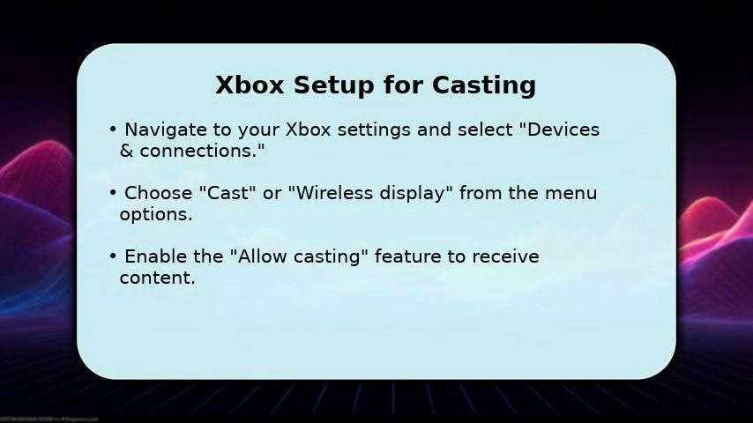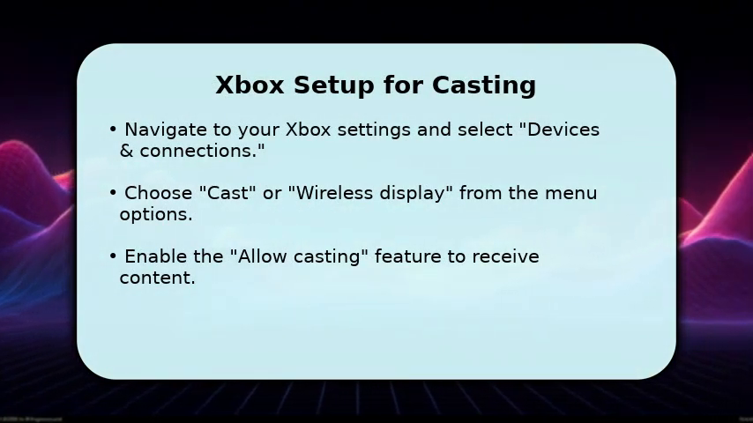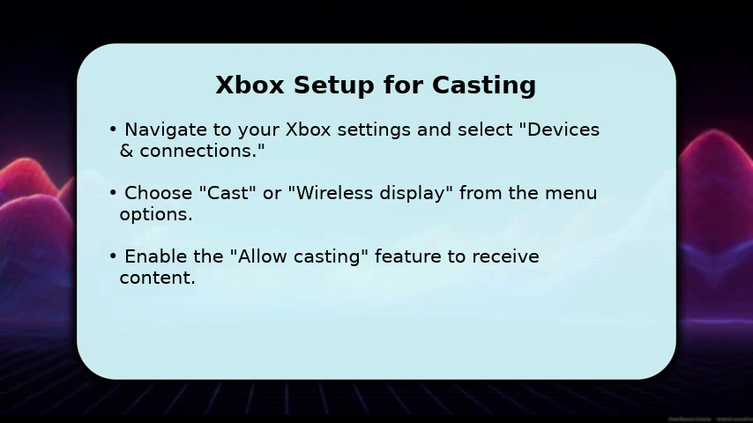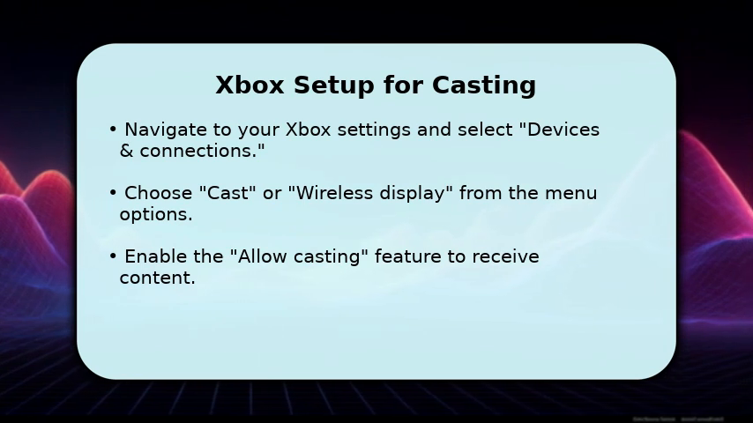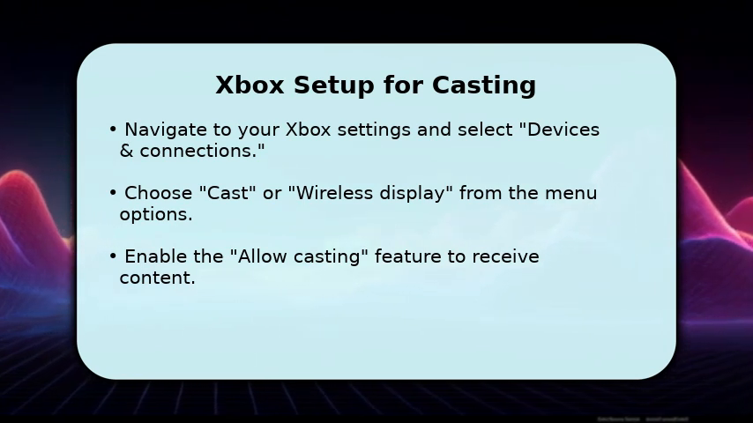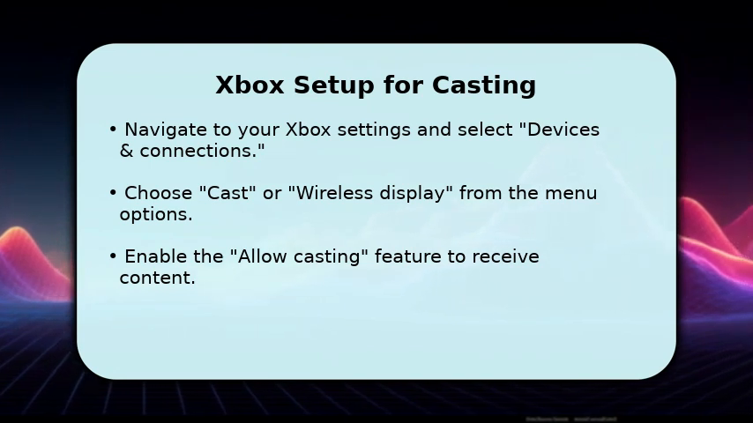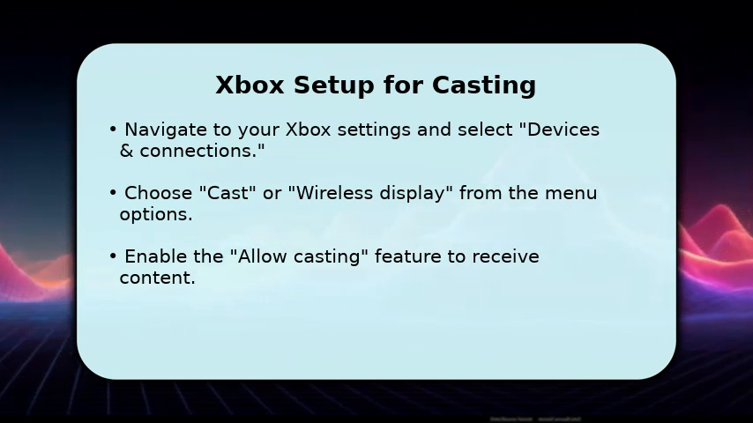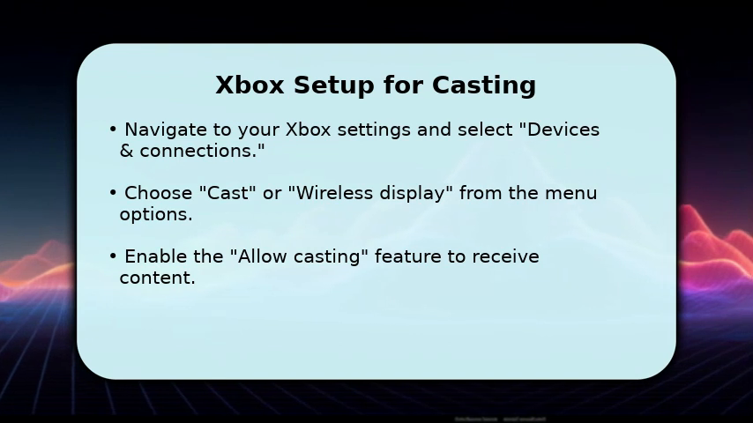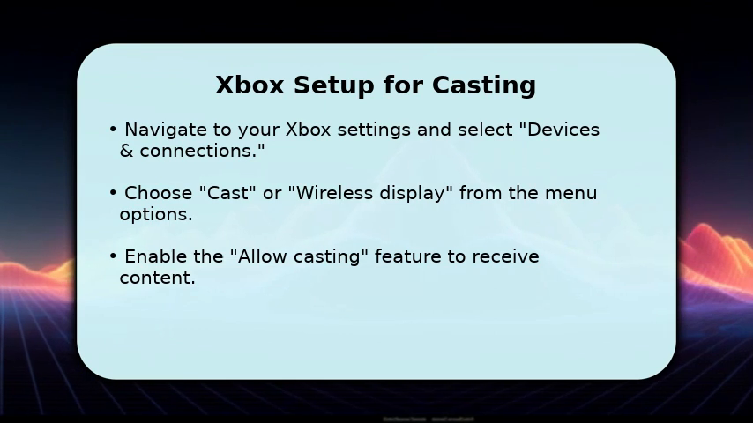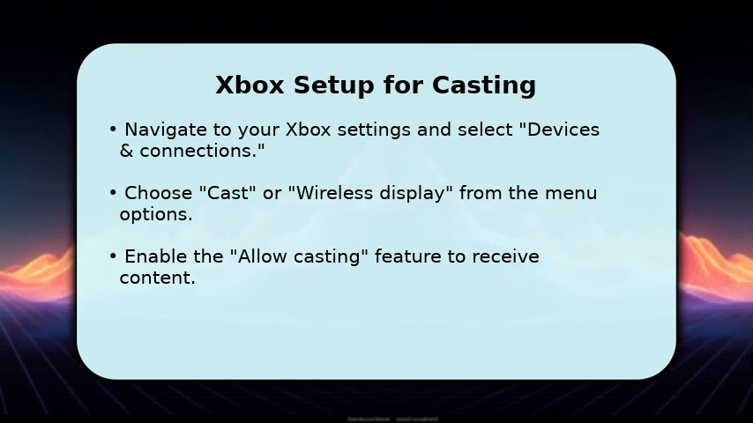Next, let's prepare your Xbox. From the home screen, go to your console settings. Scroll down and select Devices and Connections. Within this menu, you will find an option for Cast or Wireless Display. Select this and then enable the Allow Casting feature. This step is crucial as it makes your Xbox discoverable to other devices on your local network, allowing it to receive content for mirroring. It's a quick setup, taking less than 1 minute.